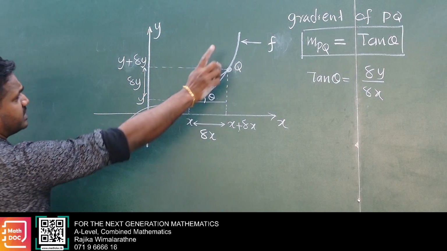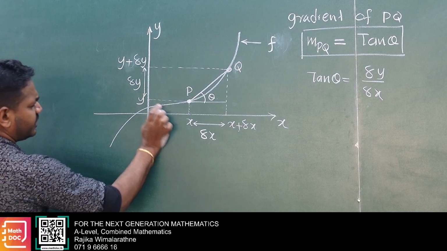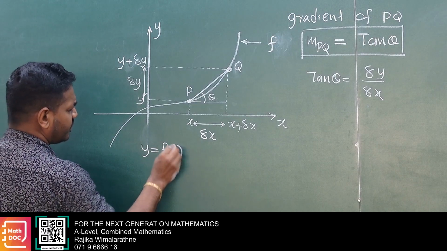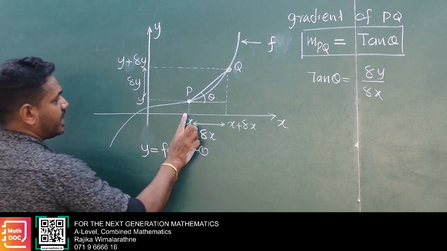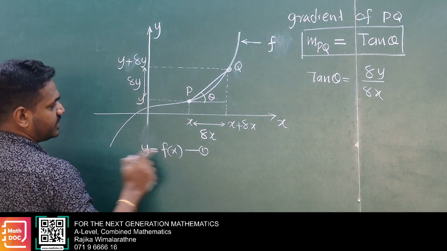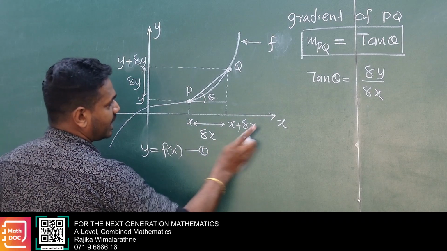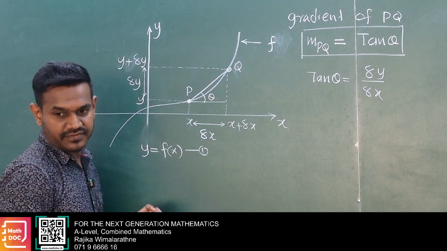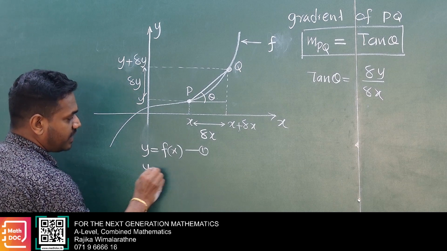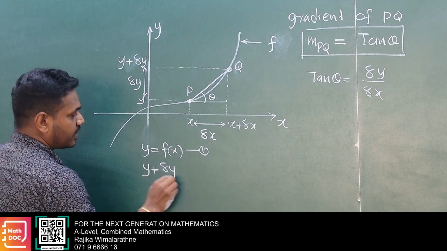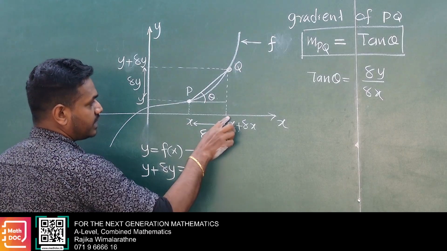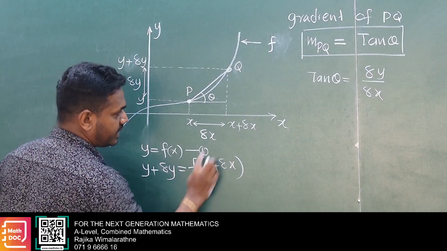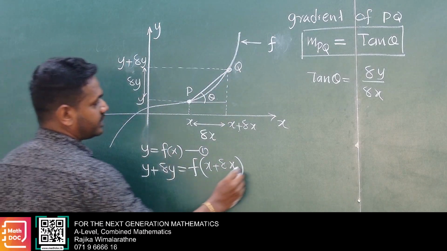So when you consider the function f, you can say y equals f(x), no? Then the x image will be f(x). Then the x plus delta x image will be y plus delta y. Therefore, y plus delta y equals f of x plus delta x. You have to substitute x plus delta x, then the corresponding y value will be y plus delta y.